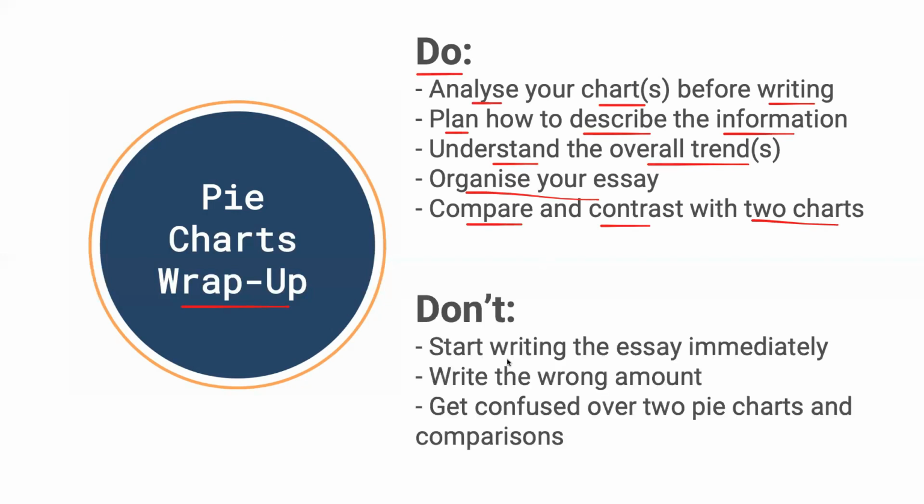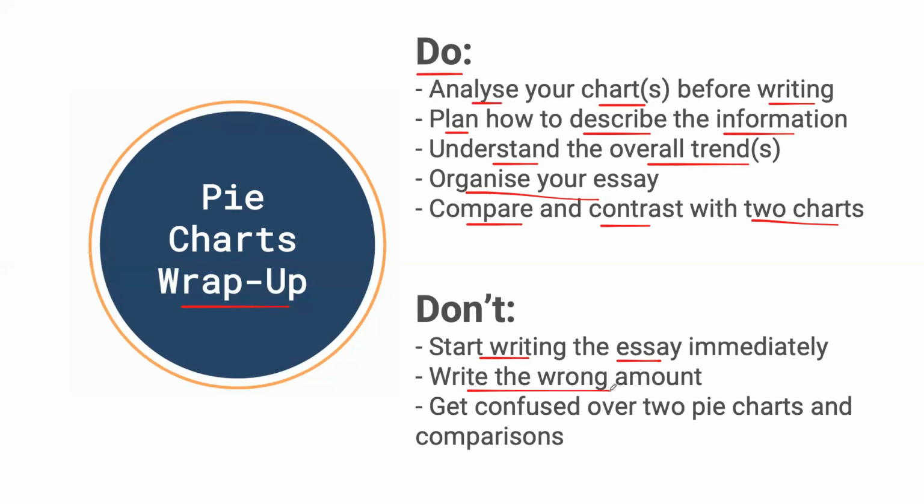Things you don't want to do, definitely do not start writing the essay immediately. Like I said, that's going to take you more time. It's going to do more harm than good, and you're not going to have a clear objective. So make sure you take that minute or 2 to really analyze and plan everything out. You don't want to write the wrong amount. Remember, minimum 150 words. We did not go over 200 today. That's where you want to be. So you don't want to write too much. You don't want to write 250 words. That would take far too long. So just make sure you're in between that 150 to 200 mark.